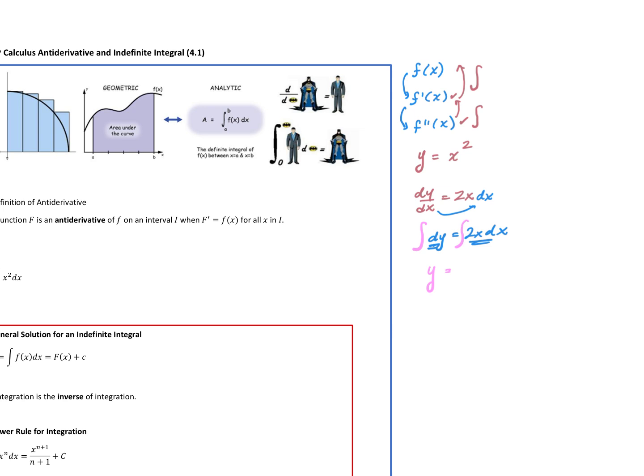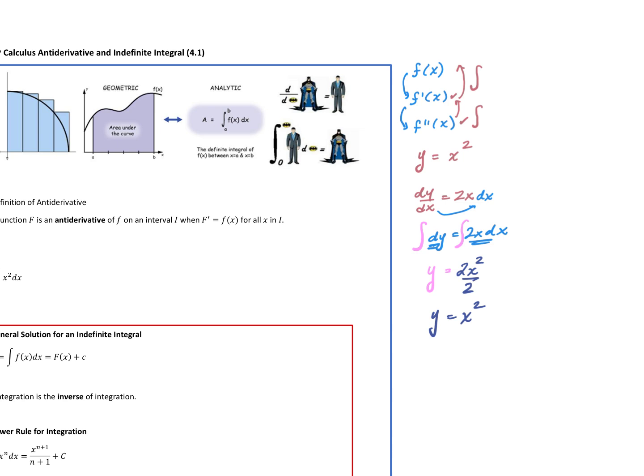So I'm going to add 1 to the exponent and divide by the new power. We'll practice that. It's 2x to the first power. I'm going to add 1 to it to get 2, divide by the new power, and we get y equals x squared. So there you go. I ended up back with what I started with.